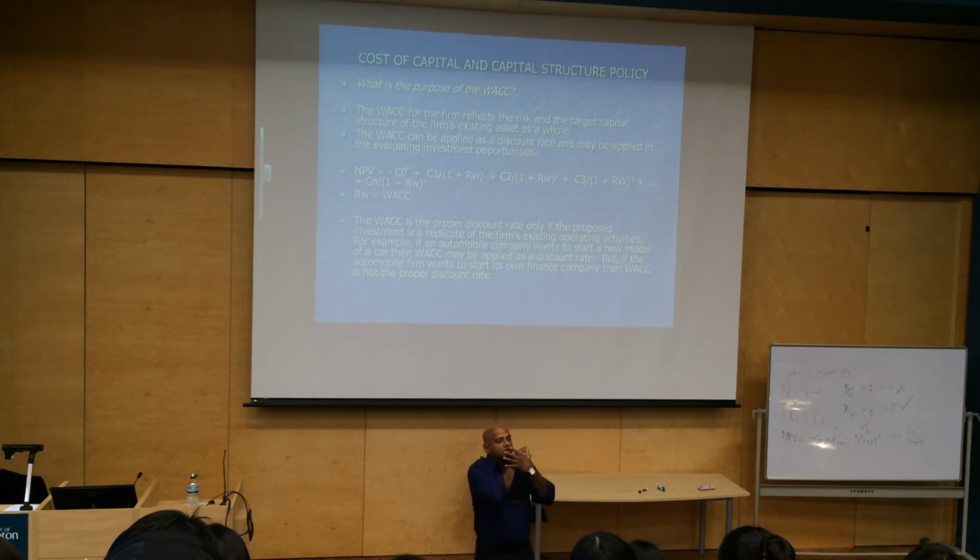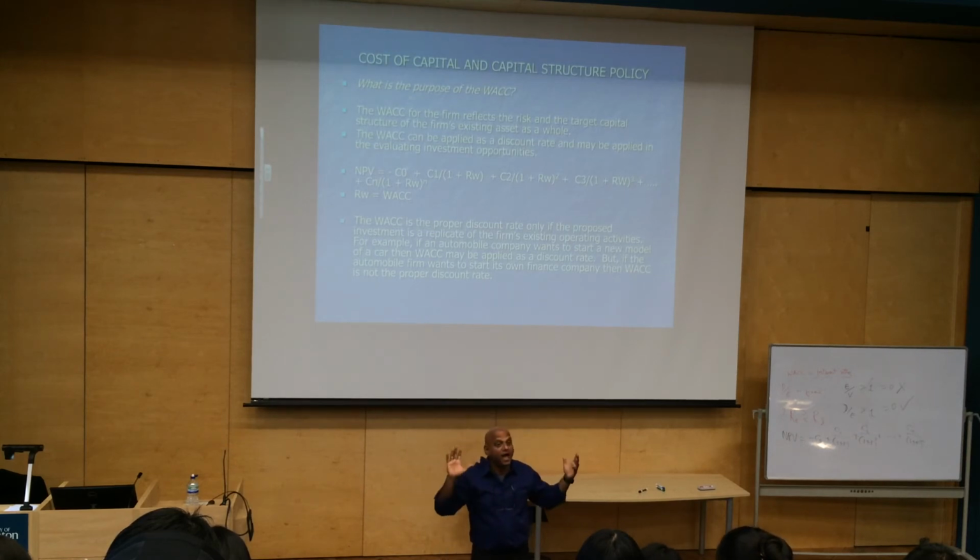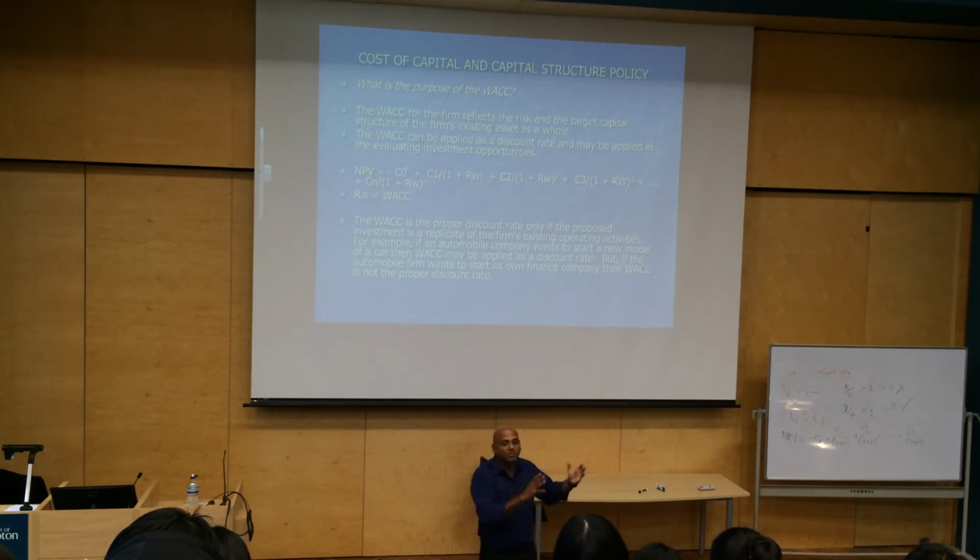If you own dozens of supermarkets all across the UK, and you want to open another supermarket, like Morrisons, Asda, these guys are opening and closing all the time, then you use the WACC. But Asda decides to go into insurance. All supermarkets are now doing insurance and banking and all that. The Co-operative, supermarket and bank.